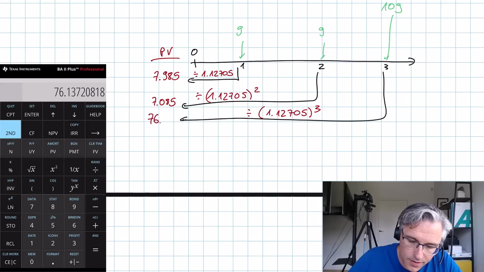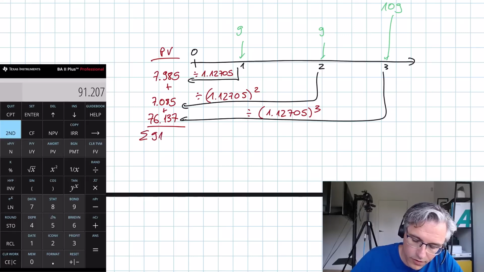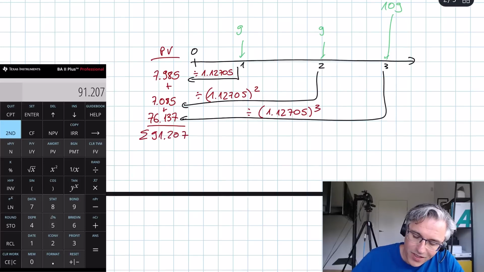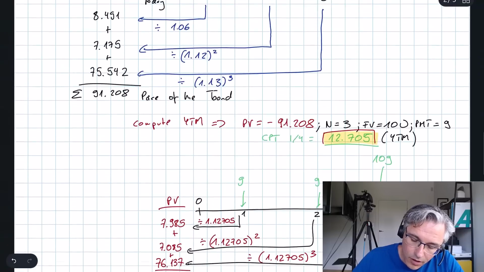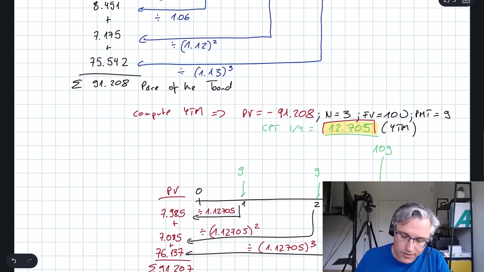Okay, 76.137. Now, if you add all of these, 7.985 plus 7.085 plus 76.137, you'll get a sum of 91.207.